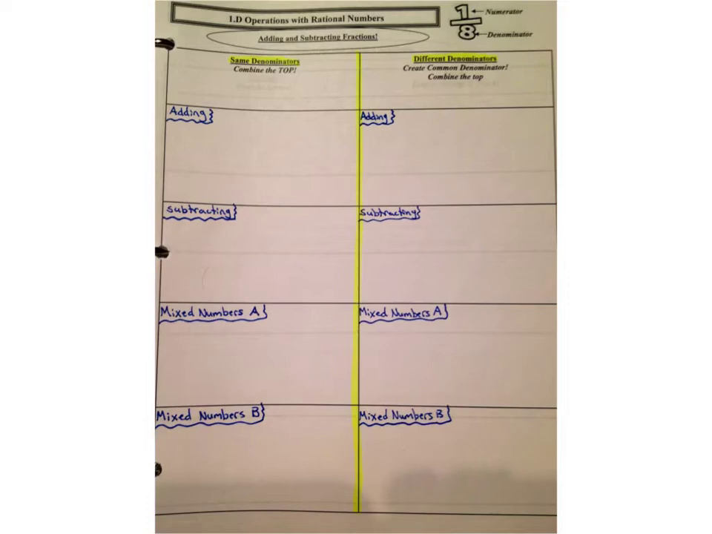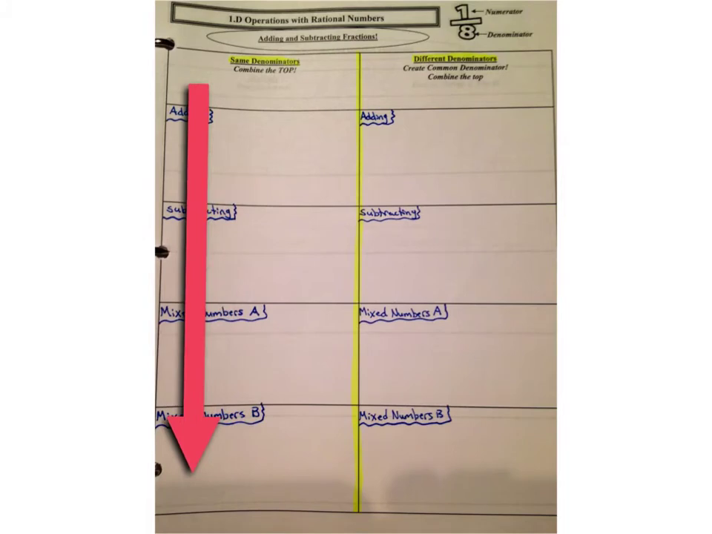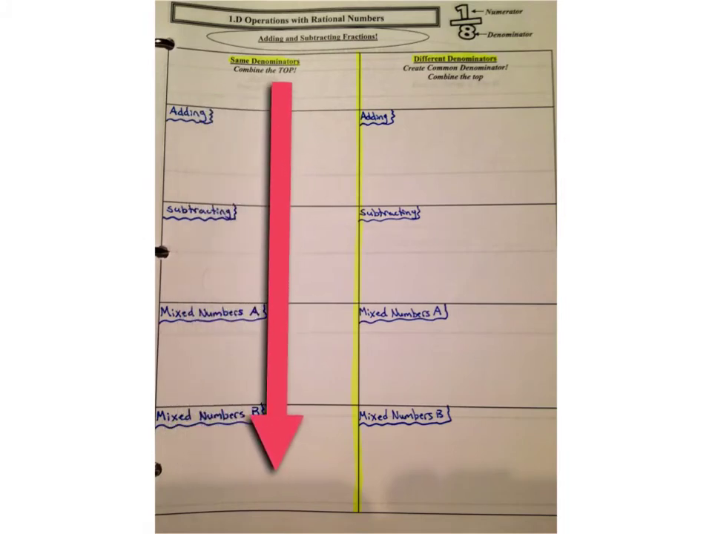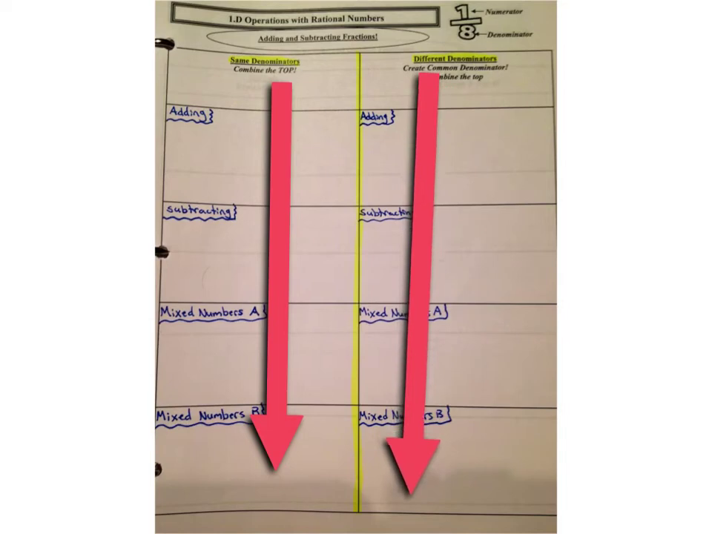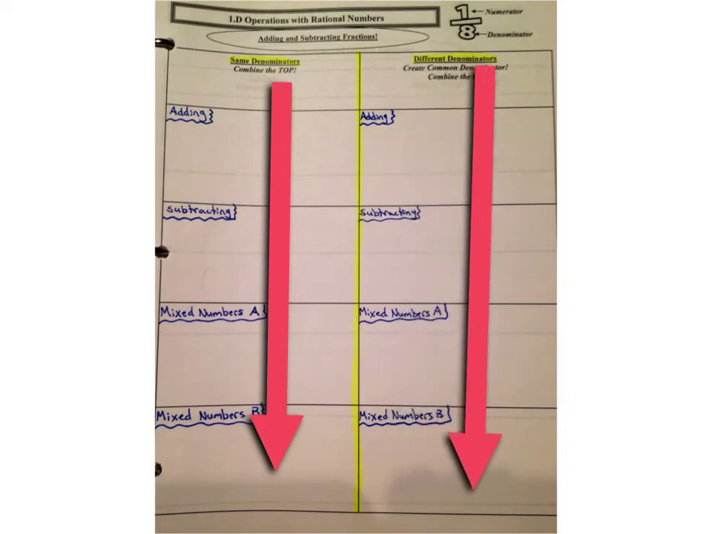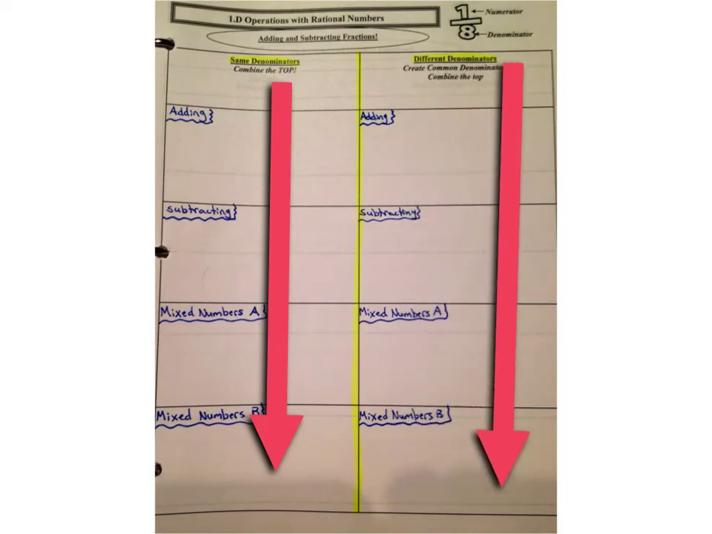So, in today's lesson, we will be adding and subtracting fractions. We will first do some examples where they all have the same denominator. All of these will have the same denominator. So we will add some, and then we will subtract some, and then I'm going to throw in some mixed numbers. And then we're going to do that same thing, except all of these will have different denominators. But we will add and subtract and then throw in some mixed numbers.